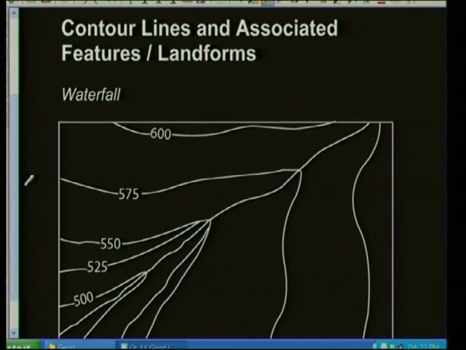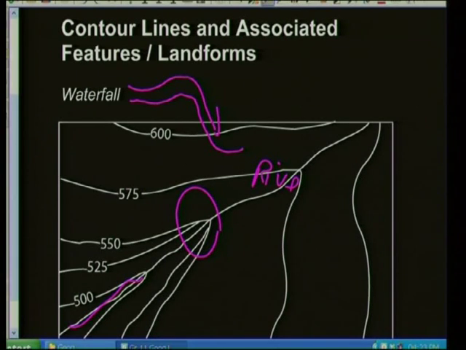Look at this one, the waterfall. All right, there are your contour lines almost converging, meaning it's a steep slope along this river. This is a river here. A very steep slope. So it's going like this, and suddenly at that point it dips, and the river is flowing. What's going to happen? The water is going to fall. And obviously when water falls, it's a waterfall.